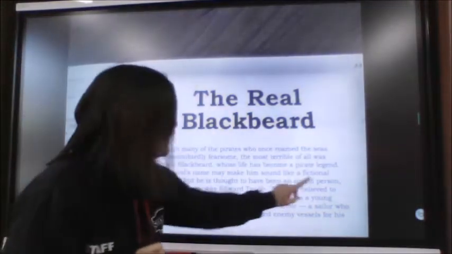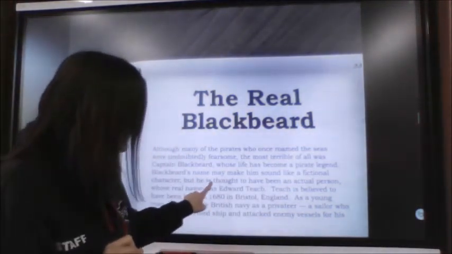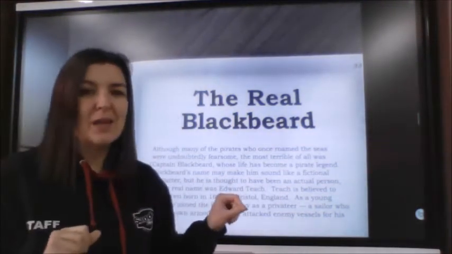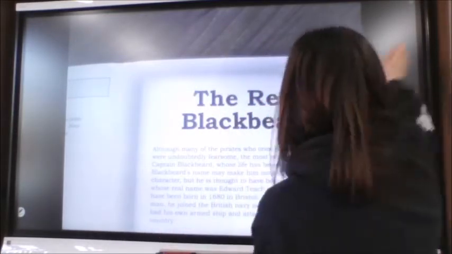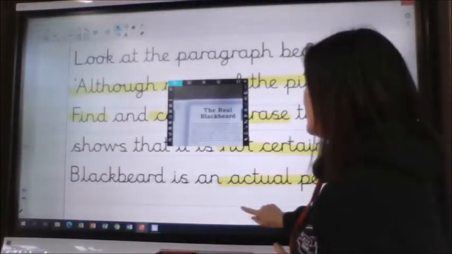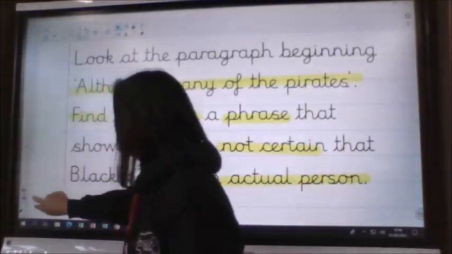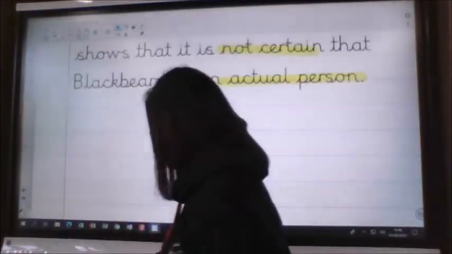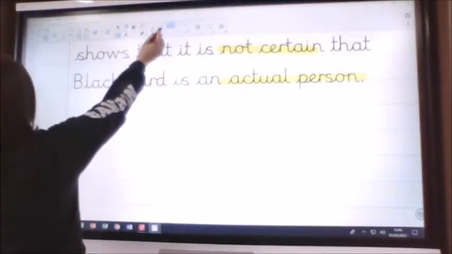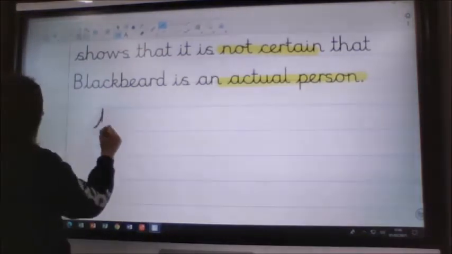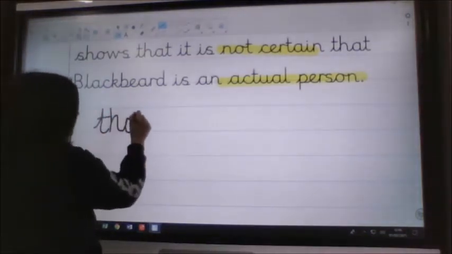So here it says an actual person, and it says, but he is thought to have been. Now, that doesn't say he definitely is. He is thought to have been. So I'm going to use that as my phrase, thought to have been. Because it doesn't say that he actually is. So then, that's exactly what it says in the text. So, thought to have been will be my answer.